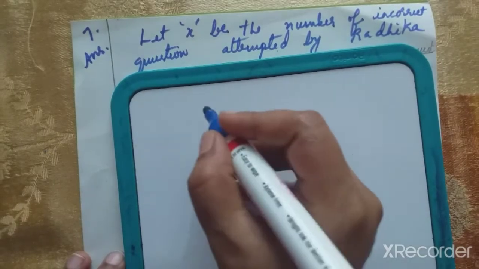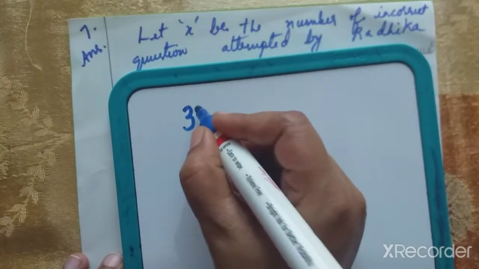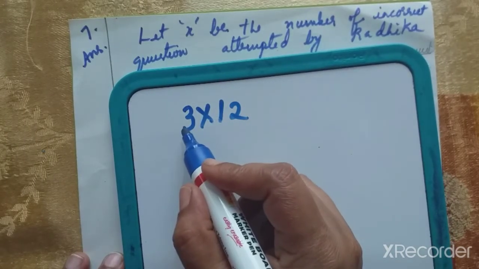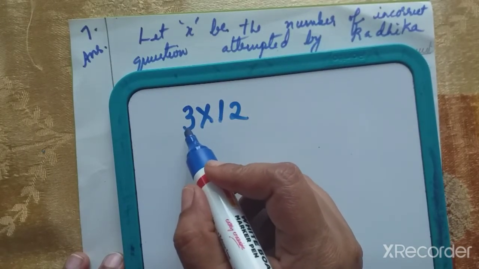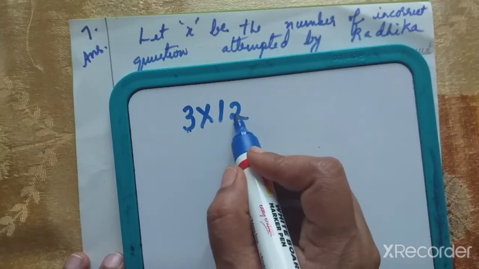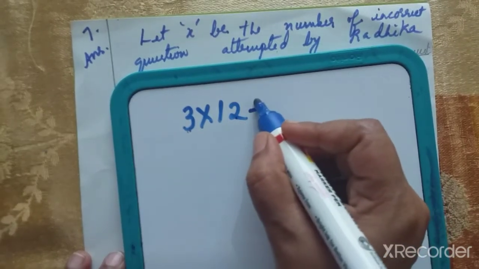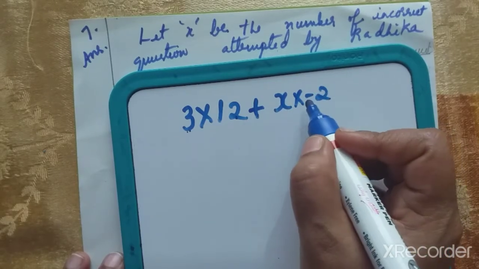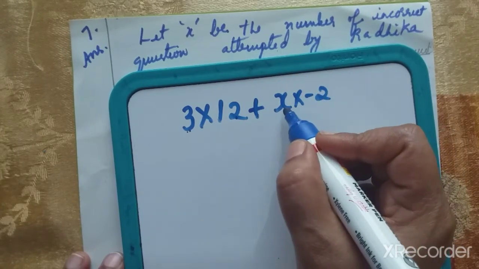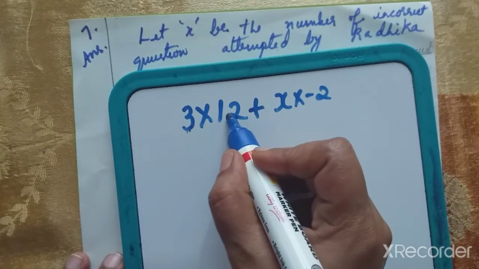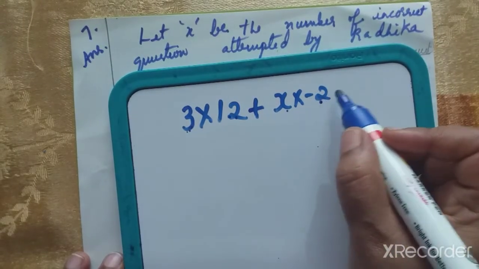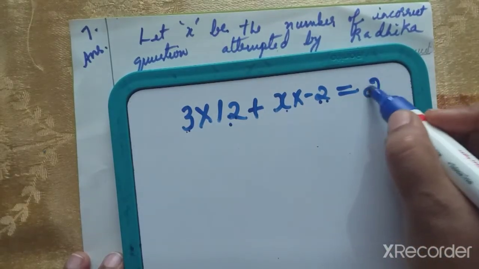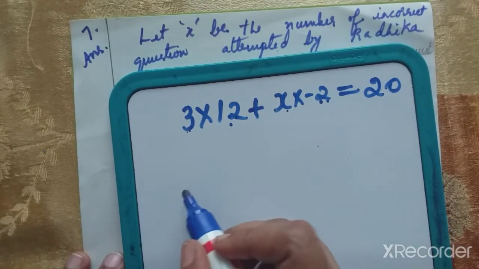Now how to write the equation? 3 marks for a correct answer. One correct answer is 3 marks. So 12 correct answers, 3 marks each, plus negative marks for x into minus 2. This is for the negative marks for wrong answers. Till here correct answer marks, till here wrong answer marks. Together, correct and wrong answers, she got 20 marks. This is the equation.